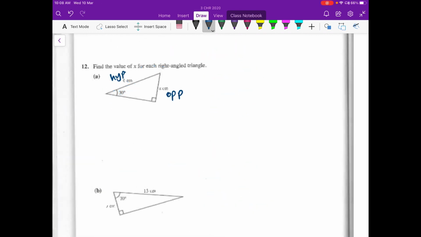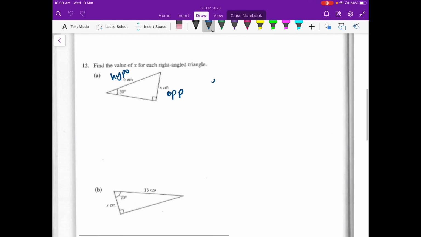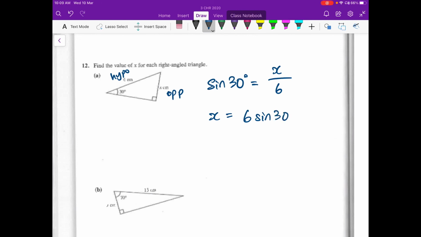Opposite and hypotenuse, please. Pay attention. So we will be using our sine. Sine 30 is opposite over hypotenuse. So x must be 6 sine 30. What did we do? We multiply by 6 on both sides.